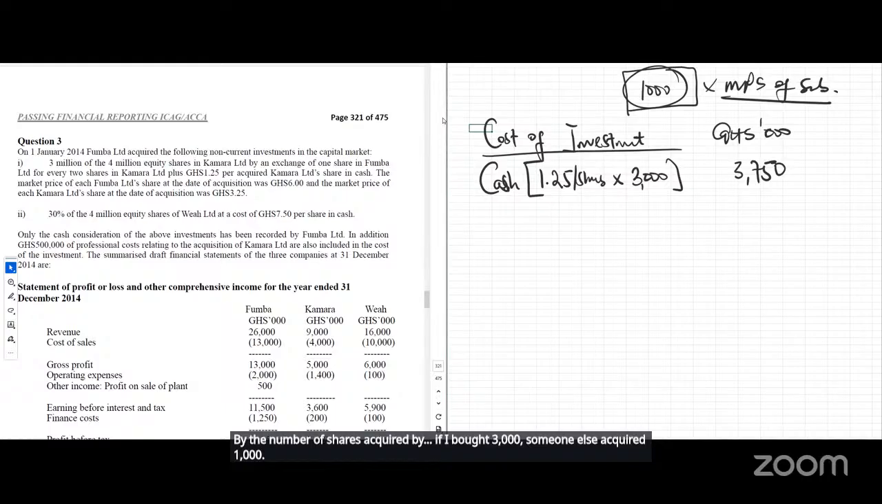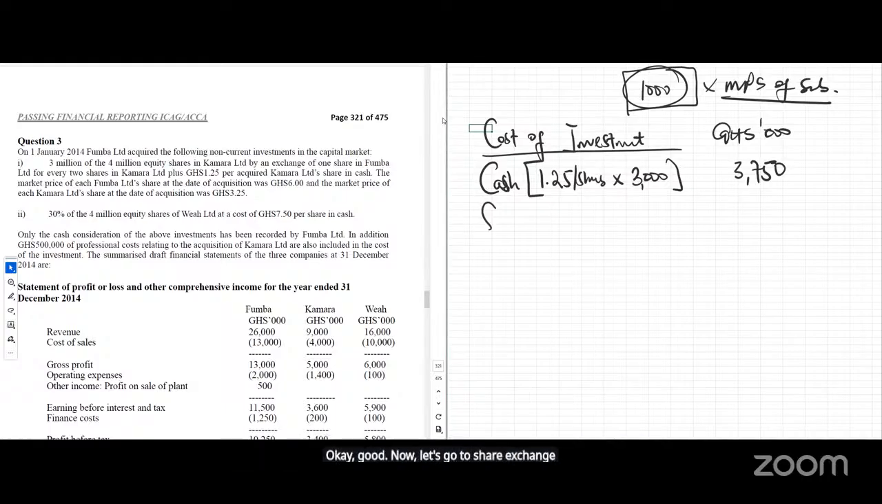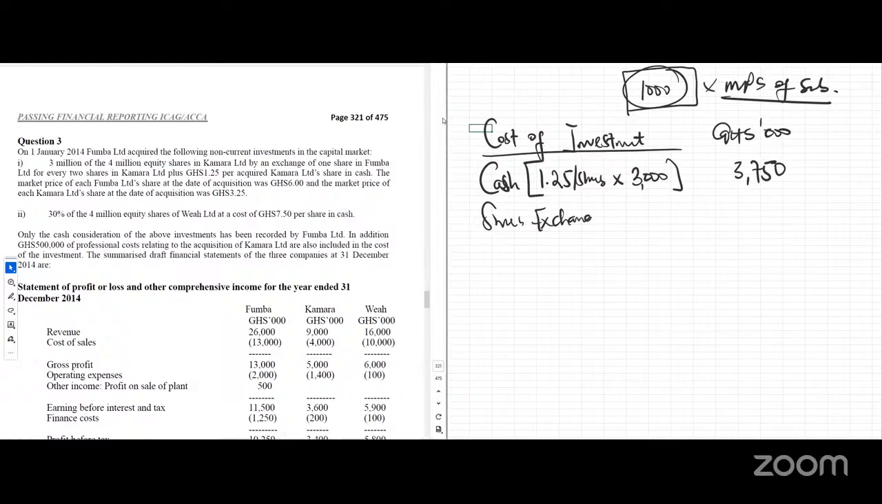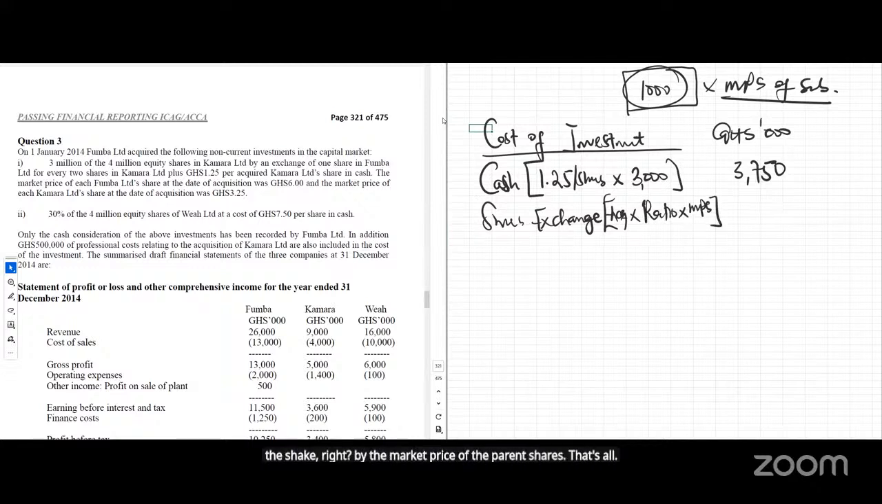Okay, good. Now let's go to share exchange. I gave you a formula. What's the formula? I said, look at the subsidiary shares acquired by the share exchange ratio, by the market price of the parent shares. That's all. This one, they didn't give you the number of shares the parent should issue.